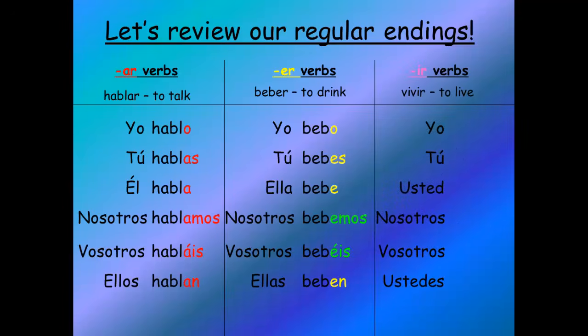Now remember, we teach ERs and IRs together because they have very similar endings. So it's vivo, vives, vive, vivimos, vivís, and viven. So if you take a look, remember that all ER and IR endings are the same with the exception of nosotros and vosotros. The nosotros and vosotros forms have E for the ERs, and IRs have I, -mos, and -is, to specify which verb it actually ends in.